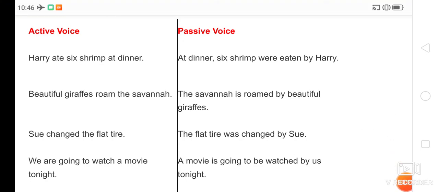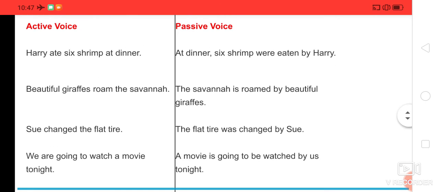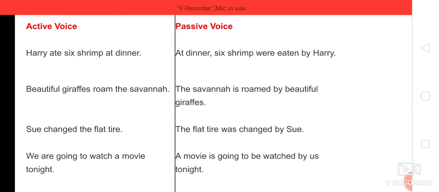So here you can see that I take an object and place it in the passive voice at the first, that is, at dinner 6 shrimp were eaten by Harry. So at dinner is placed at the subject position, okay, and then by Harry, it is all about a preposition followed by the subject, right? And then we take the verb with the changing form, that is, at dinner 6 shrimp were eaten by Harry.